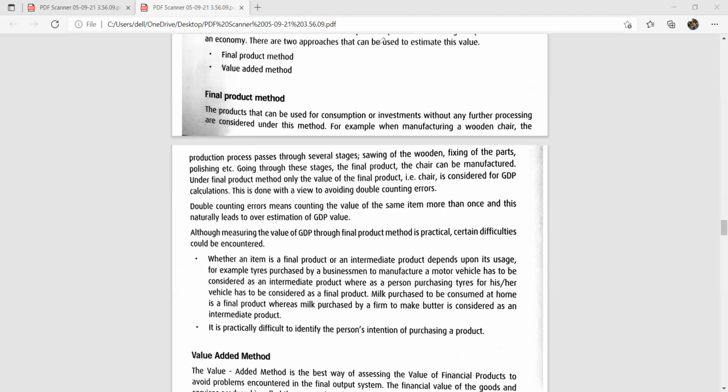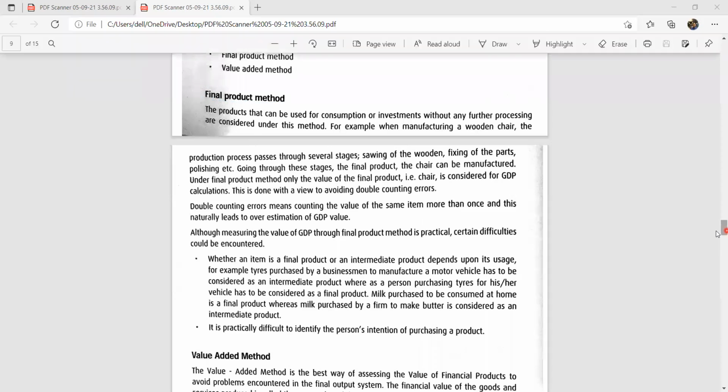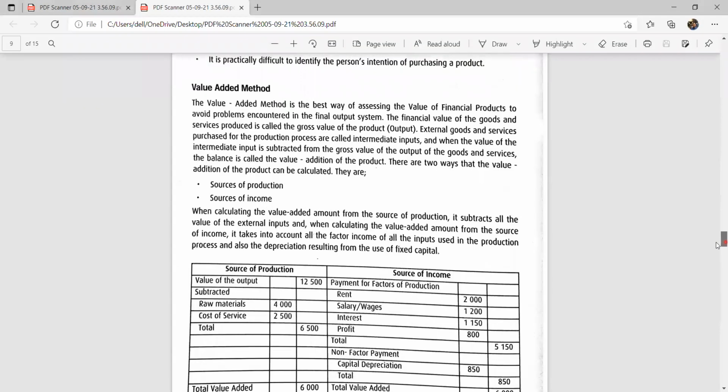So therefore, the final product method is not somewhat realistic. So then finally we use the value added method to calculate a country's GDP. Here, the value added method is the best way of assessing the value of final products, to avoid the problems encountered in the final output method.